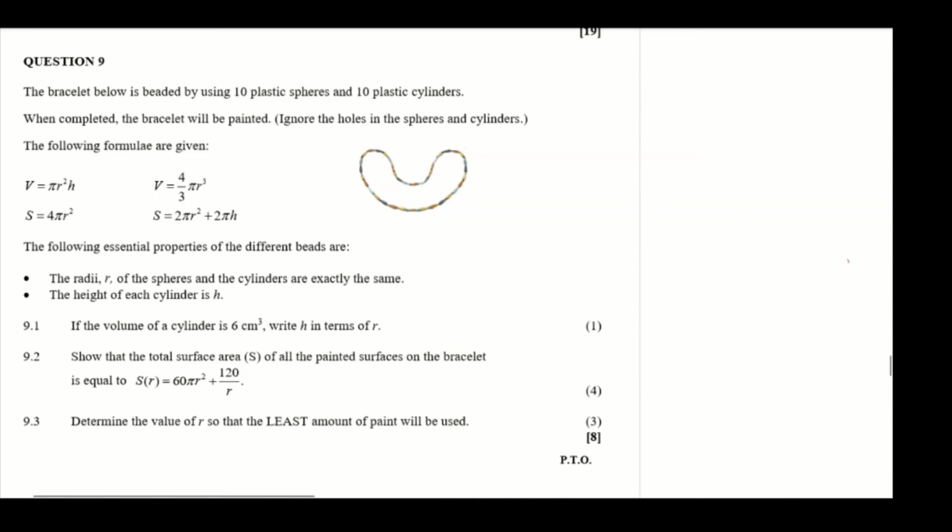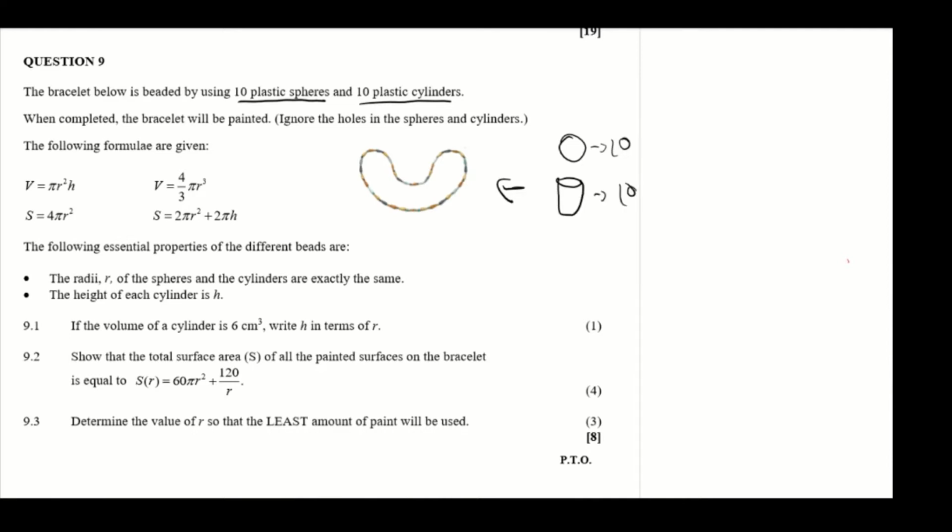This is question 9. The statement says that the bracelet below is beaded by using 10 plastic spheres. So it consists of beads, as you can see there. There are 10 plastic spheres, so they are beads which are spherical, and there are 10 of them. And then we also have 10 beads which are cylindrical. So let's say this is a cylinder, so we also have 10 beads that are cylinder in shape.